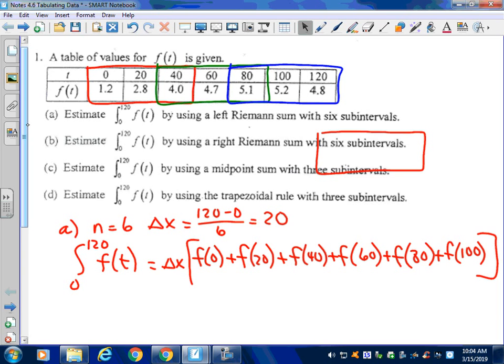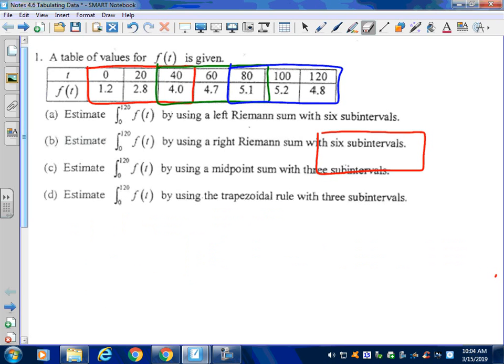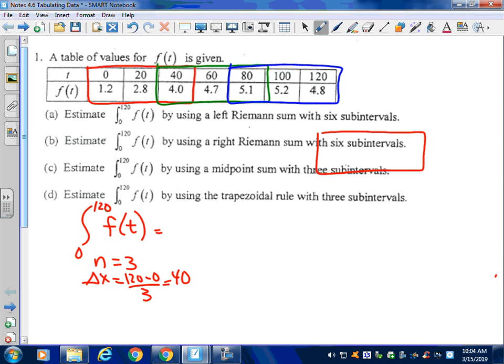Okay. So for part C, to integrate from 0 to 120 f of t using midpoints and 3 subintervals, our delta is going to have to change, because now n is equal to 3. So delta x is now 120 minus 0 over 3. It's going by 40s. Does that make sense?